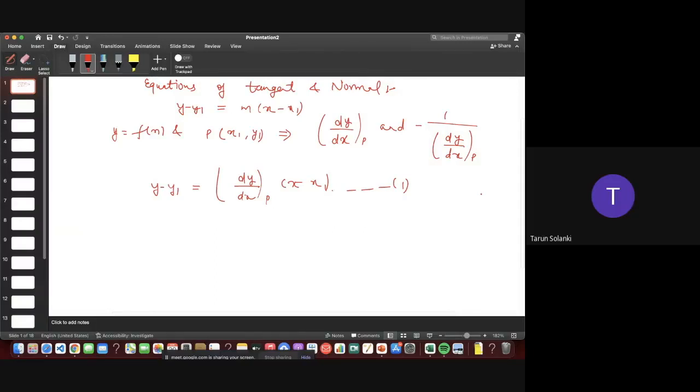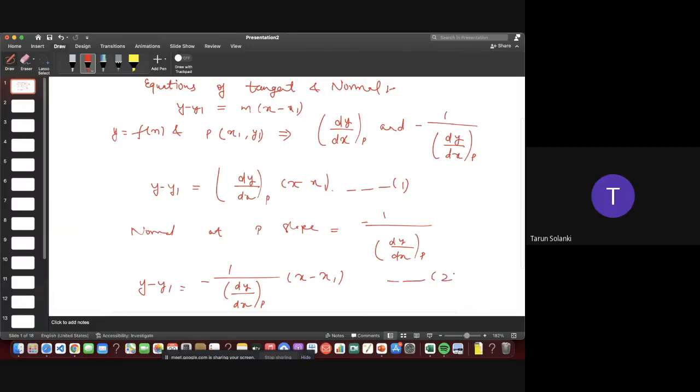Okay, and for the normal at P, which passes through the point P, the slope is minus 1 by dy by dx at P. So the equation for this will become y minus y1 is equal to minus 1 by dy by dx at P times x minus x1, right? So what we can see here, remark first.